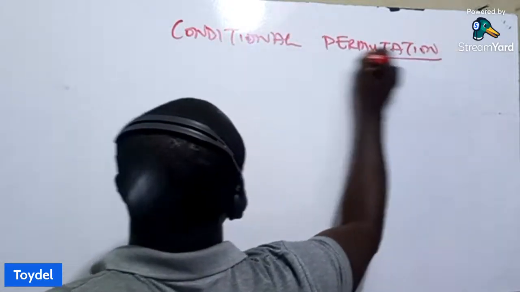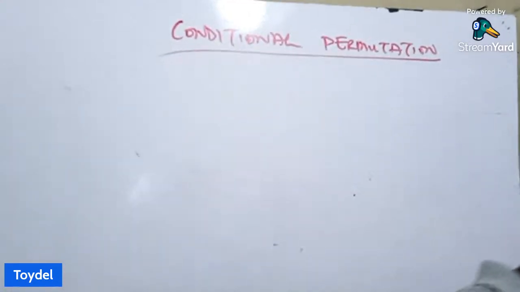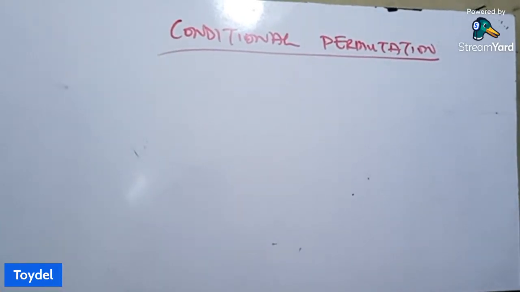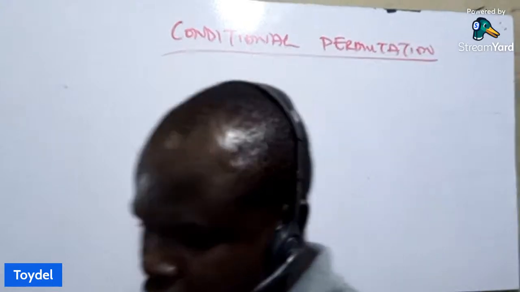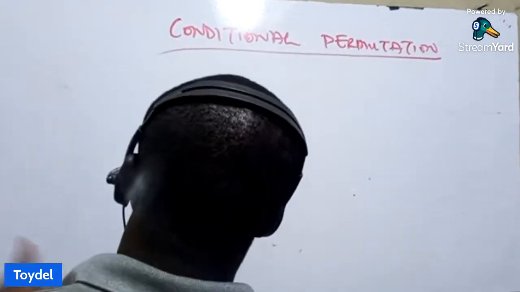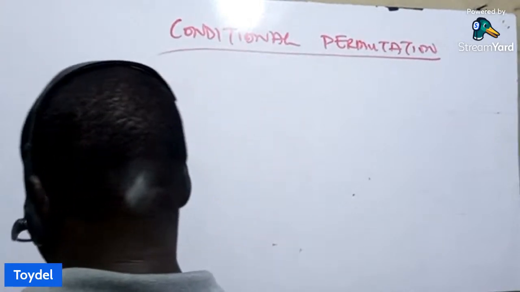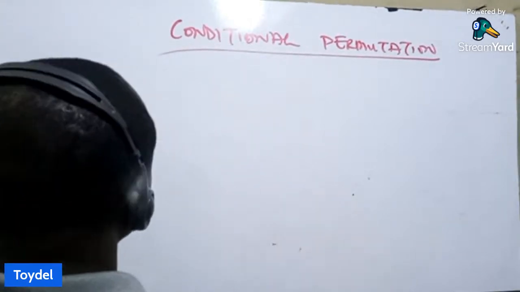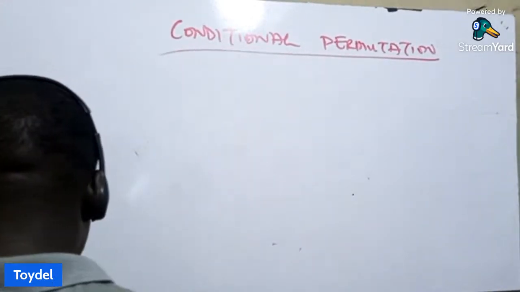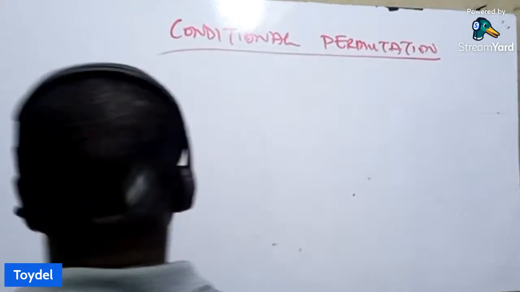Just like under probability we have conditional probability, under permutation we have conditional permutation. In the case of conditional permutation, we know that there will be some restrictions, because from the word conditional, there are restrictions that will not actually enable us to do what we are expected to do. Sometimes a restriction can be placed on the order of arrangement of objects that are to be permuted. Once there is a restriction, then such permutation comes under conditional permutation.